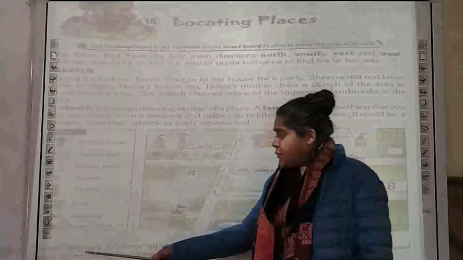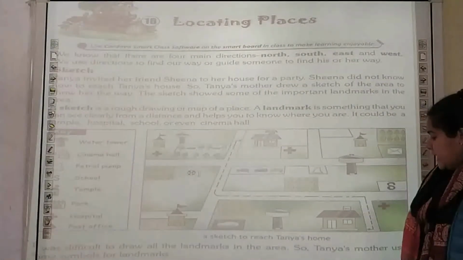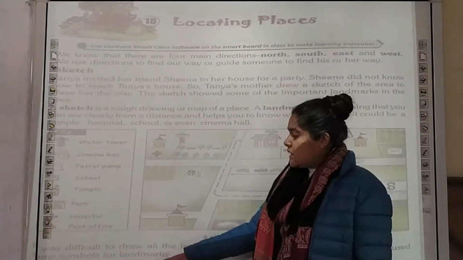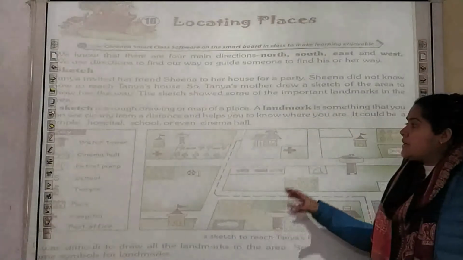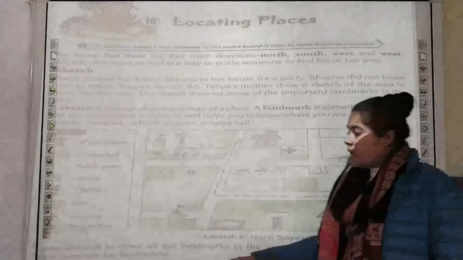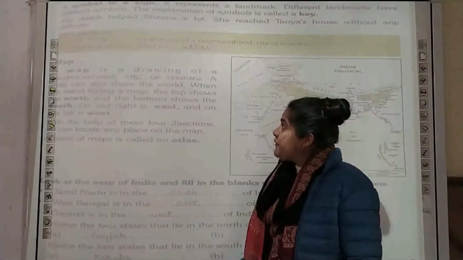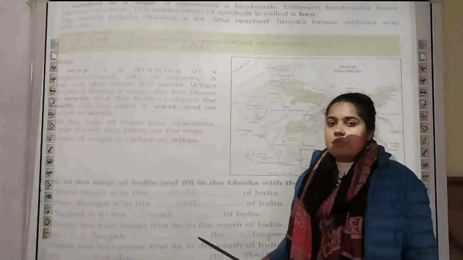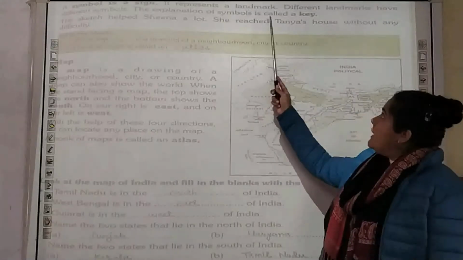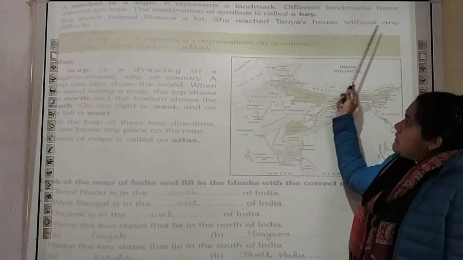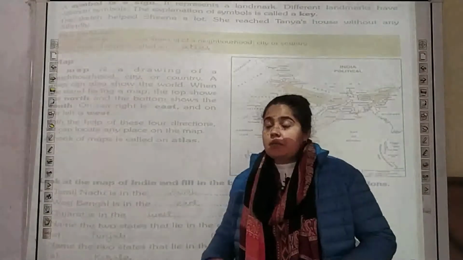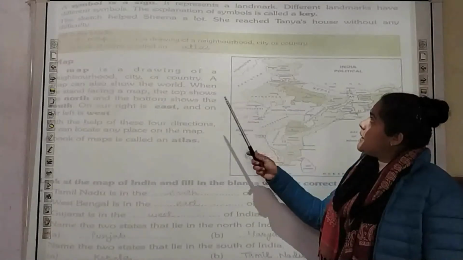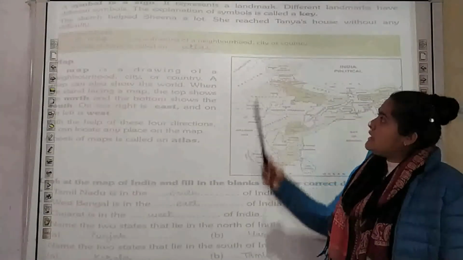It was difficult to draw all the landmarks in an area. So Tanya's mother used some symbols for the landmarks, as I've told you also. There is difficulty in drawing certain landmarks, so in that case some symbols are used. And what is a symbol? Symbols are signs and they represent a landmark. These are the signs which represent any landmark, and different landmarks have different symbols. For the explanation of these symbols a key is used.